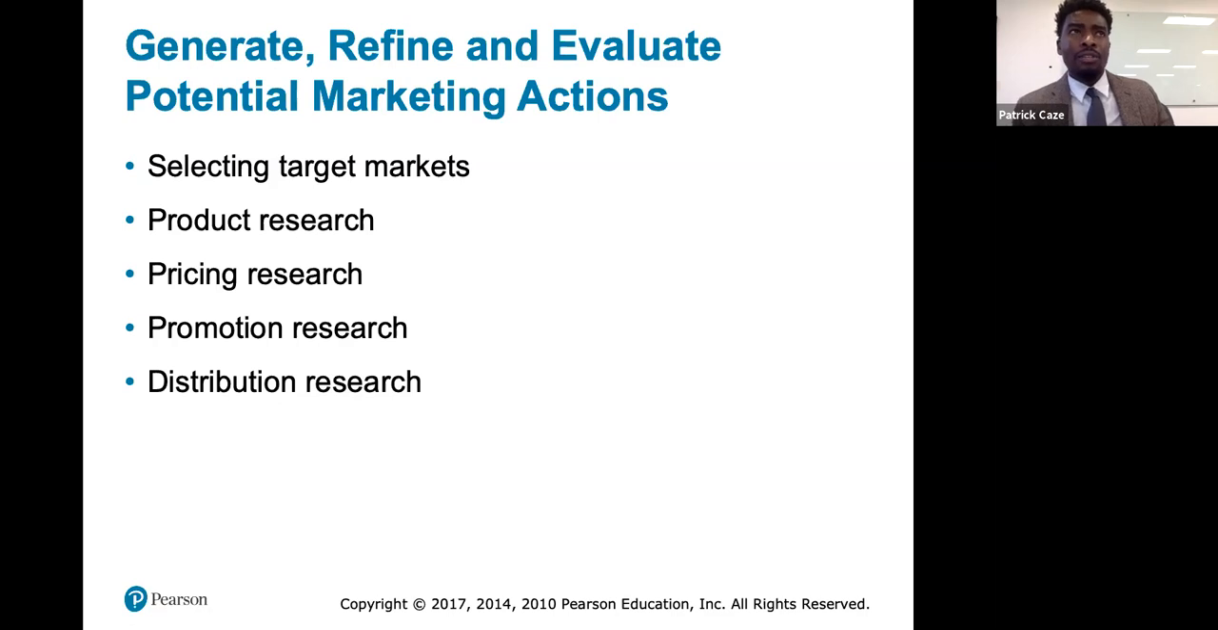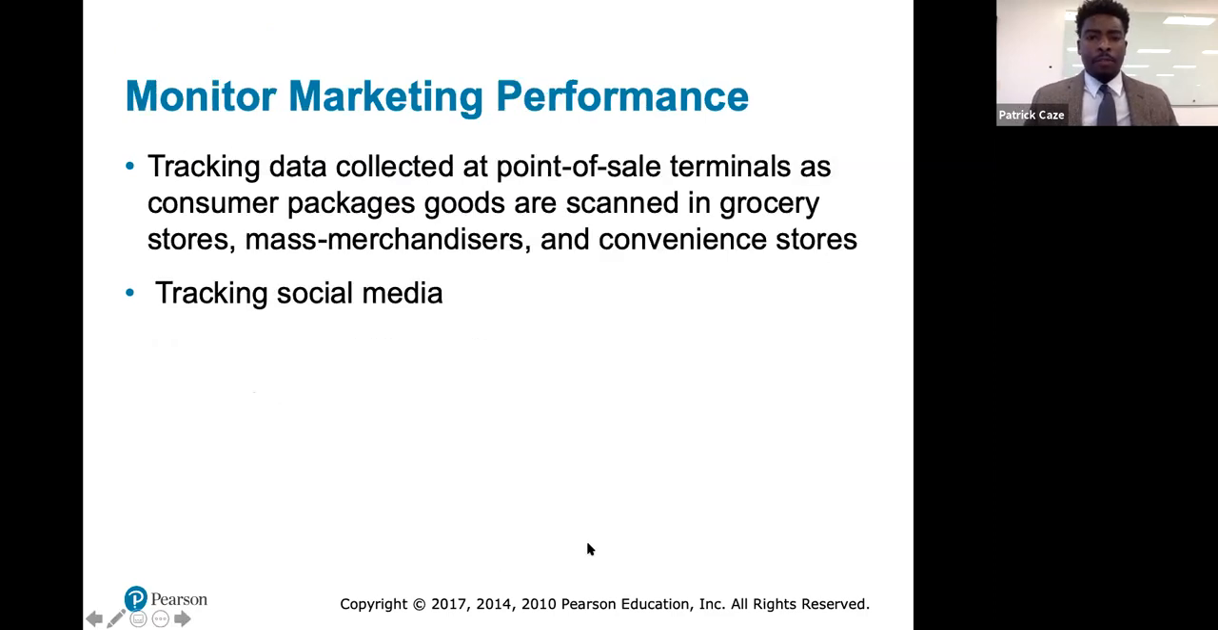What logistical mediums or channels can I use to get my product or service out there to the market? You also can monitor marketing performance. Track data collected at point of sale.